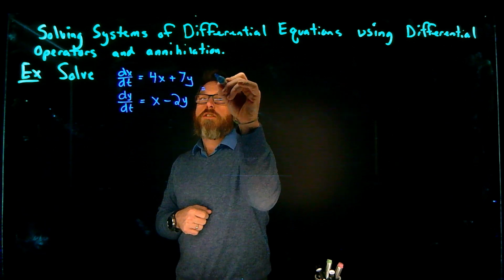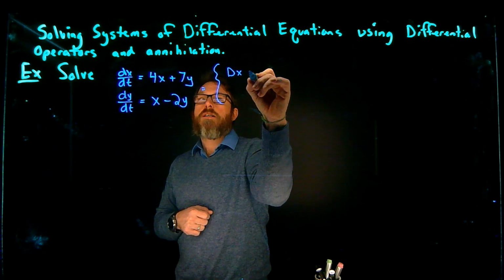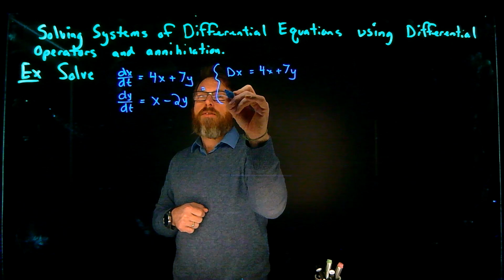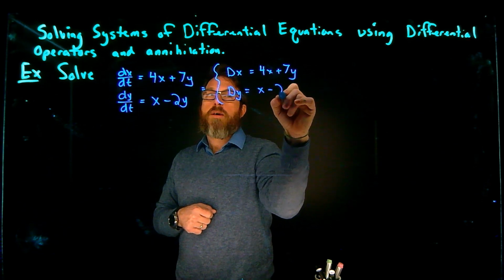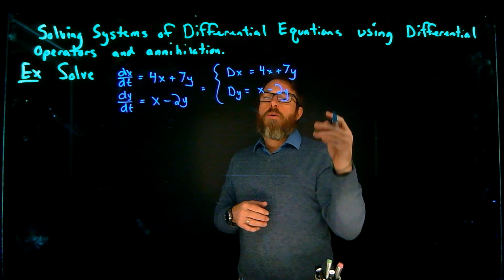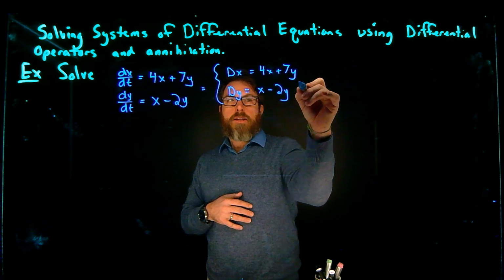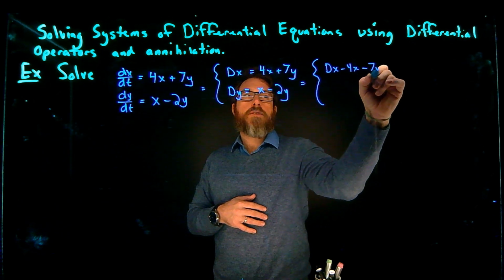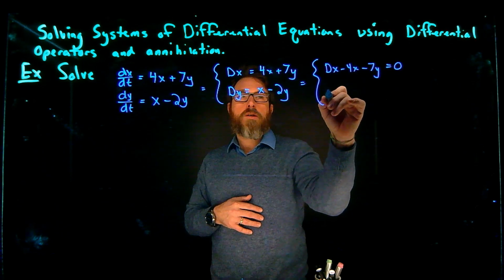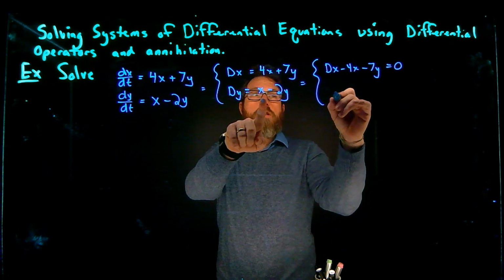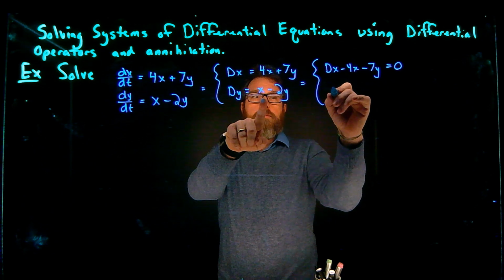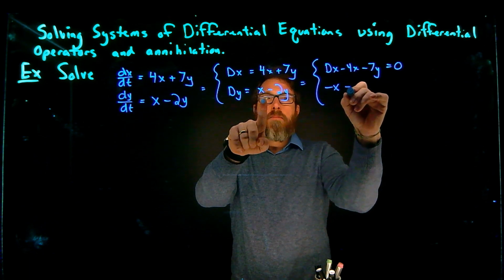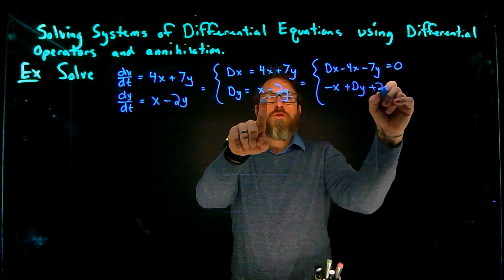So let's rewrite this. dx is going to be equal to 4x plus 7y, and over here I have dy is equal to x minus 2y. Now what I want to do is put everything on the left hand side so I can have the right hand side equal to 0. So this is going to be dx minus 4x minus 7y is equal to 0. And similarly, I'd like the x's to come first, so this is going to be negative x plus dy plus 2y is equal to 0.